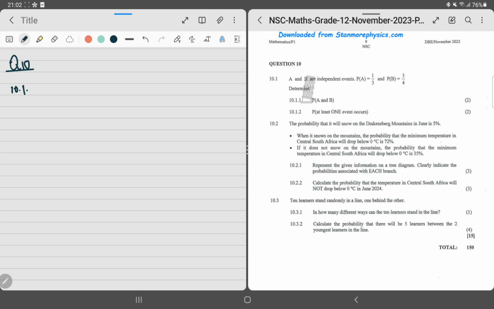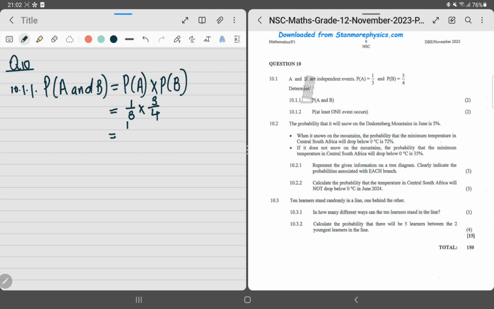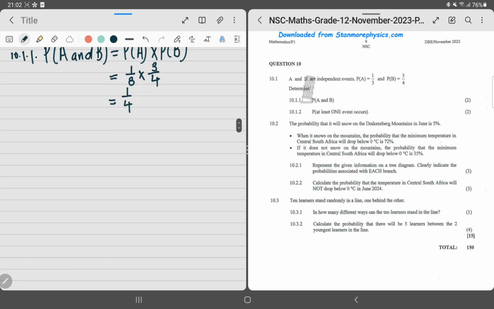A and B are independent events. Determine the probability of A and B. So whenever you have independent events, the probability of A and B should be equal to the probability of A multiplied by the probability of B. So this is 1/4.